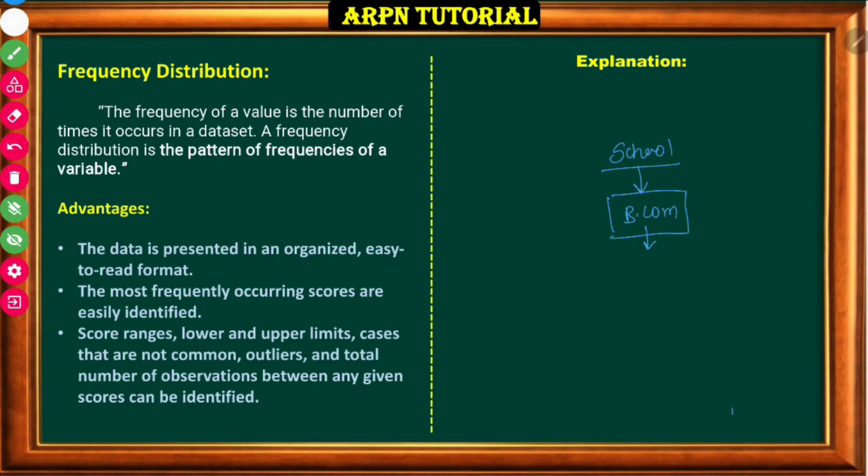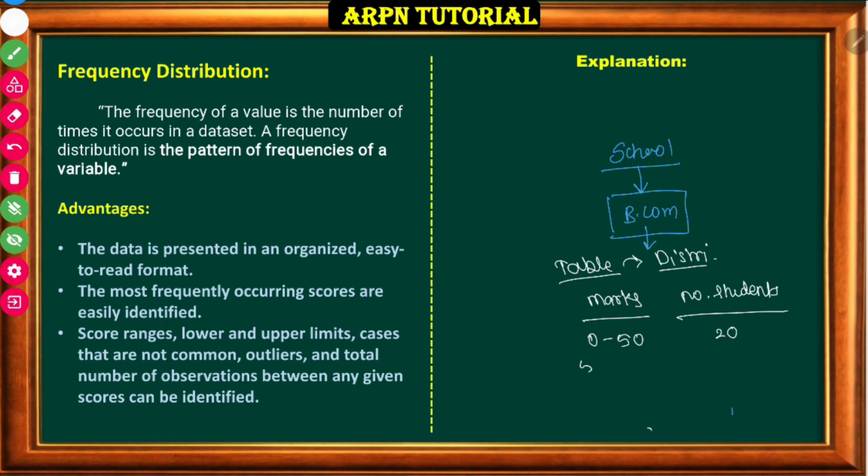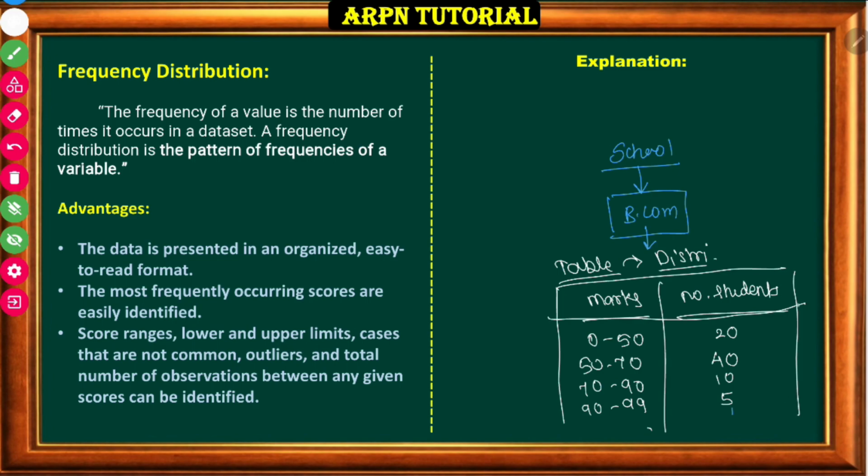I'll first create a table, and then convert that table into the distribution. For example, I want to show marks range and number of students. From 0 to 50 out of 100, we have around 20 students. From 50 to 70, we have 40 students, from 70 to 90 we have 10 students, and from 90 to 99 we have, for example, 5 students.